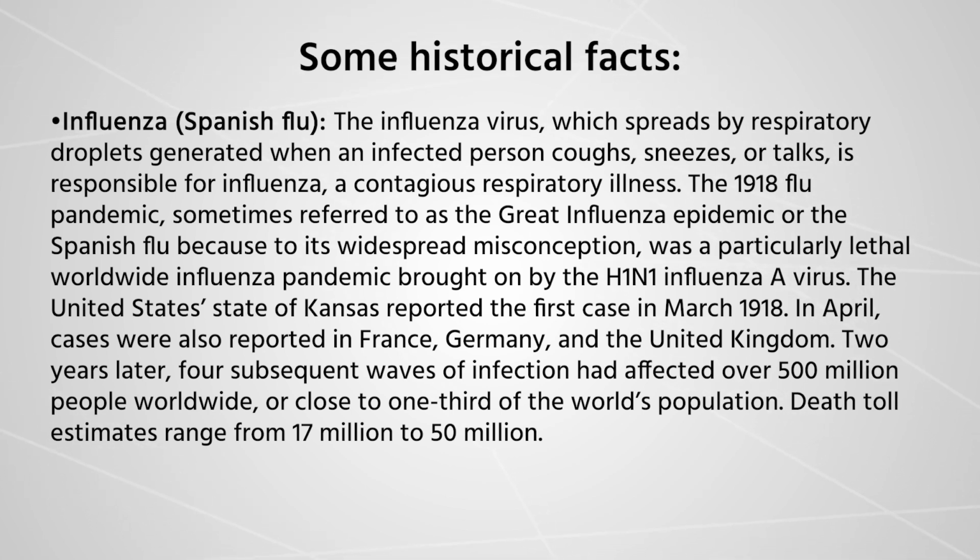The 1918 flu pandemic, sometimes referred to as the Great Influenza Pandemic, epidemic or the Spanish flu because of its widespread misconception, was a particularly lethal worldwide influenza pandemic brought by the H1N1 influenza A virus. The United States of America reported the first case in March 1918. In April, cases were also reported from France, Germany and the United Kingdom.